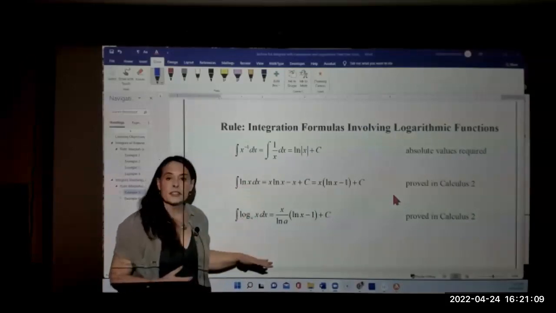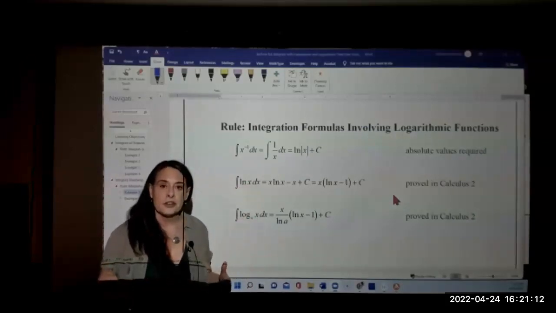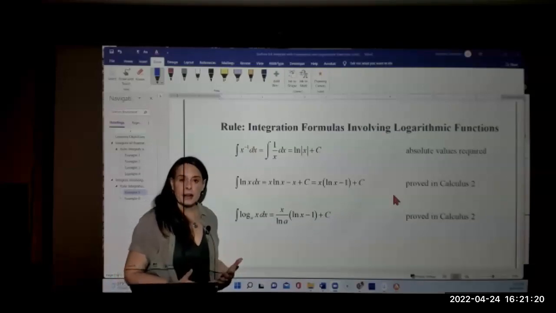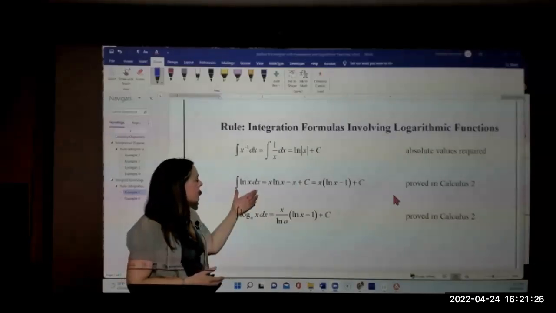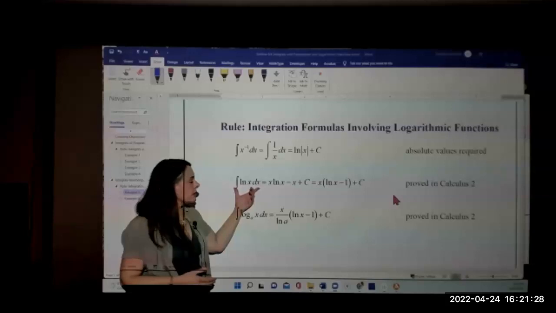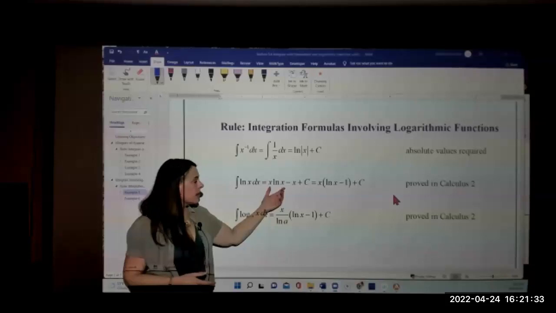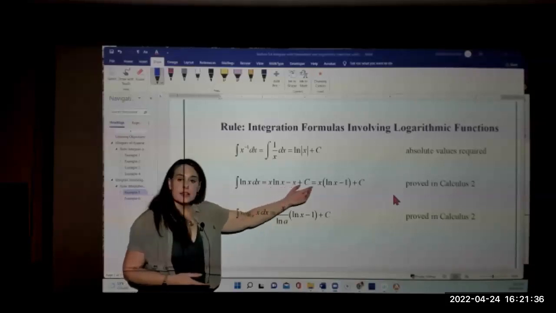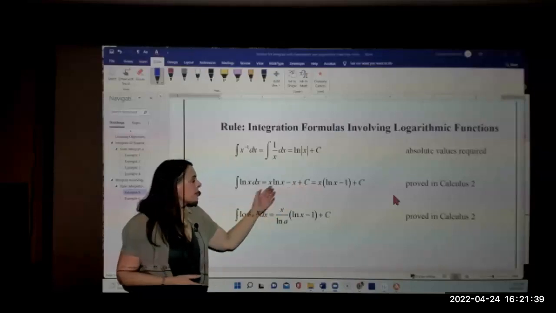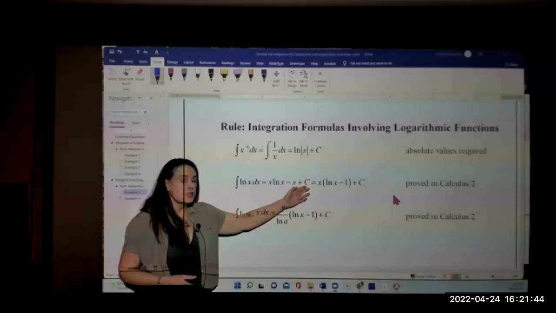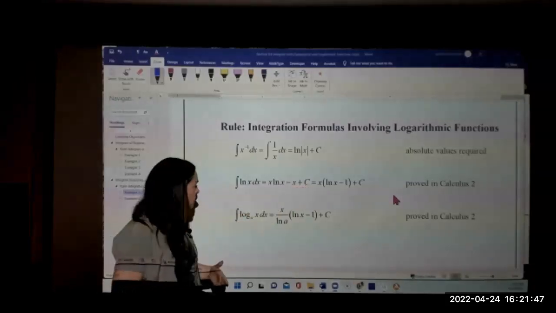Now, the next two are things that you're actually going to prove in Calculus 2. We state them here for completeness, but I'm not going to expect anyone to memorize these formulas because we'll learn a better way, called integration by parts, of finding these in Calculus 2. This is the integral of the natural log of x dx. And its formula becomes x times the natural log of x minus x plus the constant of integration. That is x natural log of x minus x plus the constant of integration. And again, we'll prove this in Calculus 2.